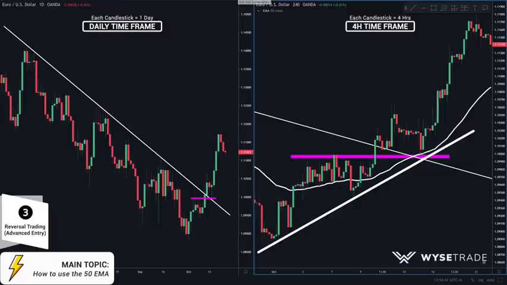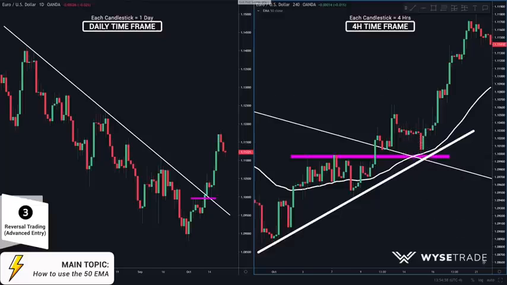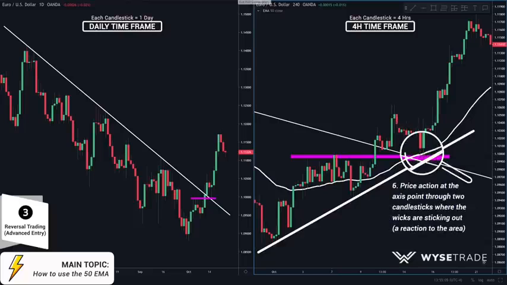5. And the most important part, you had your axis point here, an area of high confluence, because the support level and the trend line and the 50 EMA and the backside of the long-term trend line all intersect perfectly. Now, as price approached this axis point, we were looking for price action, which we got through these 2 great candlestick formations where the wicks were sticking out, showing that price is indeed reacting to everything at this area of high confluence and all its traits.